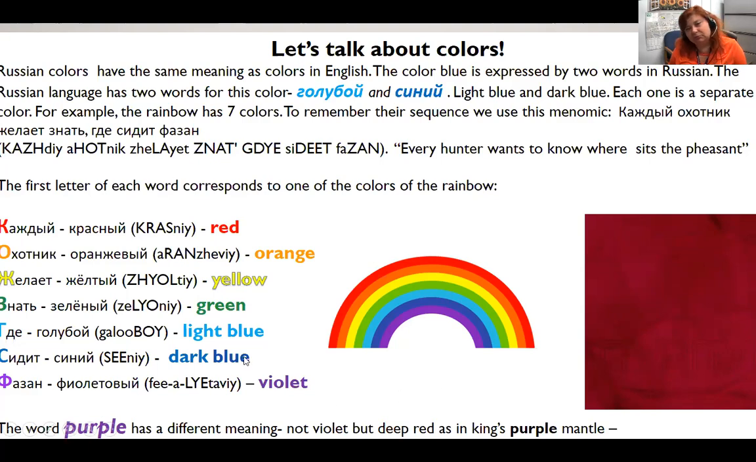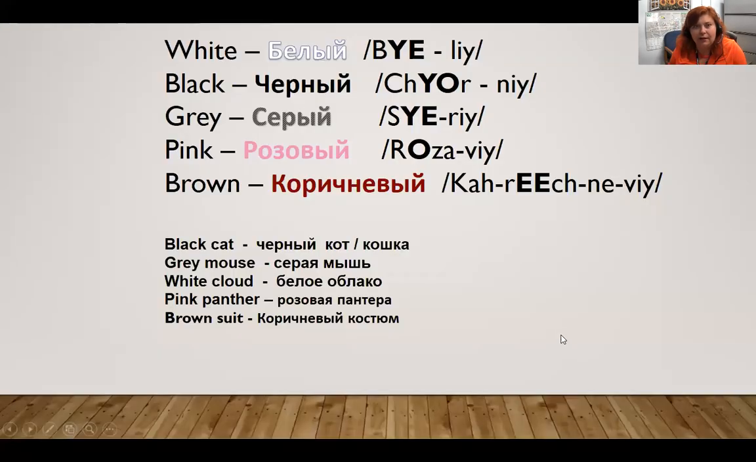So when I speak in English, I use the word purple for violet, but when I speak in Russian, I would never translate purple as purple because it means a completely different color, this dark red. Okay, so there are other colors other than the colors of the spectrum or the rainbow.